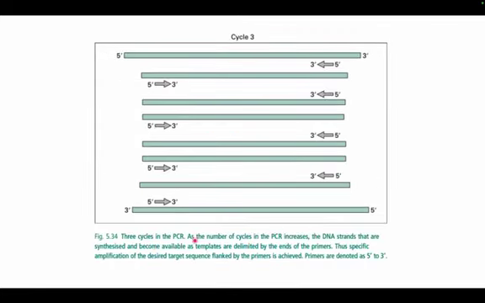Right? As the number of cycles in PCR increases, the DNA strands that are synthesized and become available as templates are delimited by the ends of the primers. Thus, specific amplification of the desired target sequence flanked by the primers is achieved.